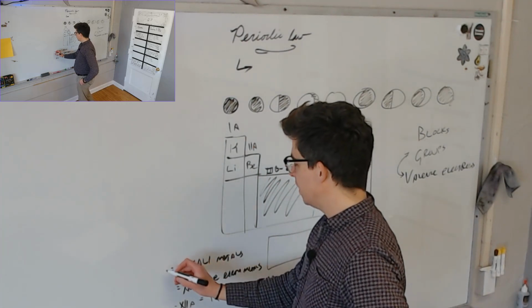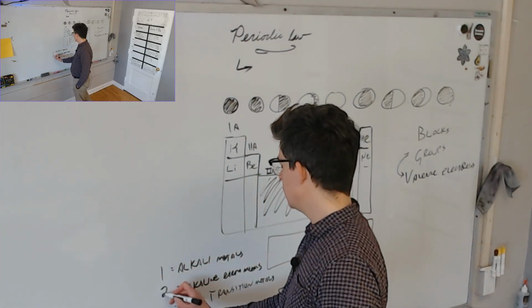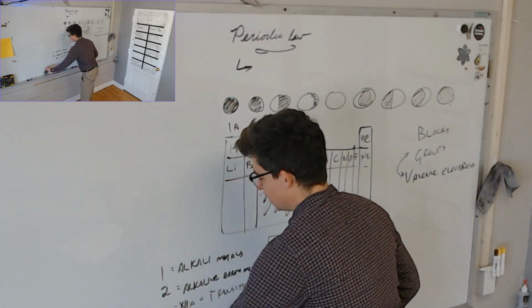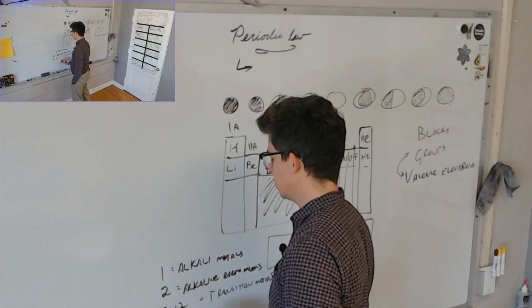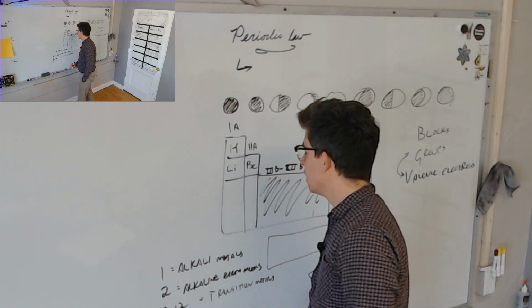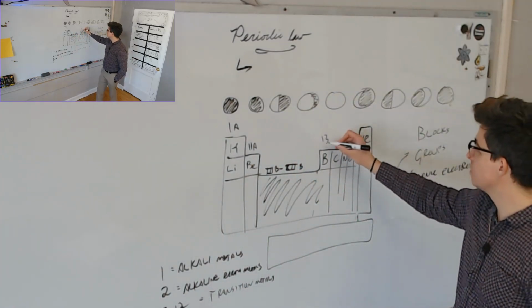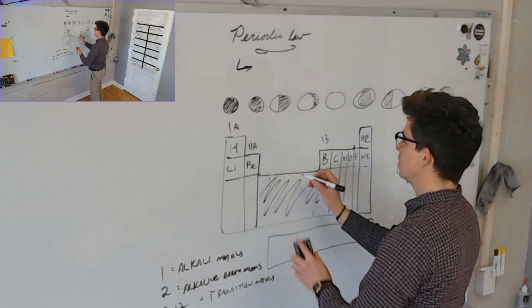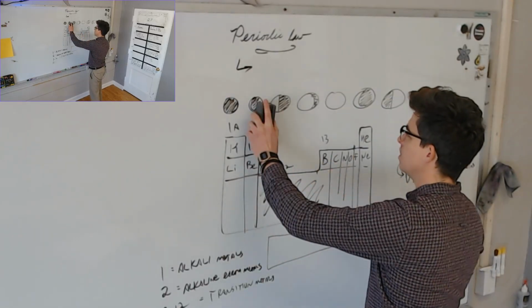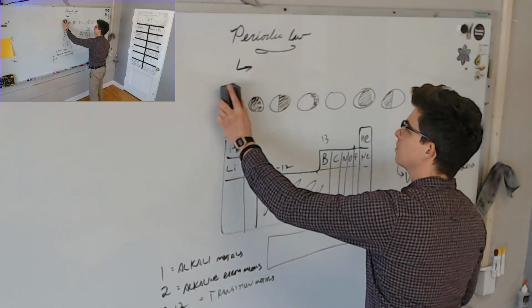So 1 is alkali metals, 2 is alkaline earth metals, and then we'll say 3 through 12. It'll be easier this way anyway. 3 through 12 are the transition metals, and then we'll say 13 is this one here. Well, let me change it on my chart too. 3 through 12. Those are 1 and 2.